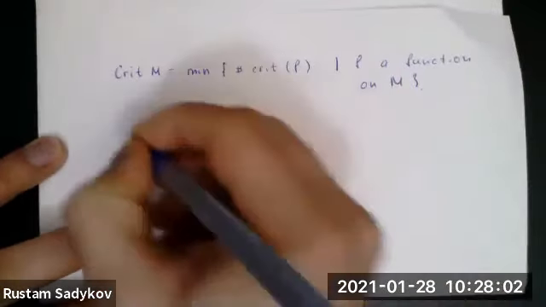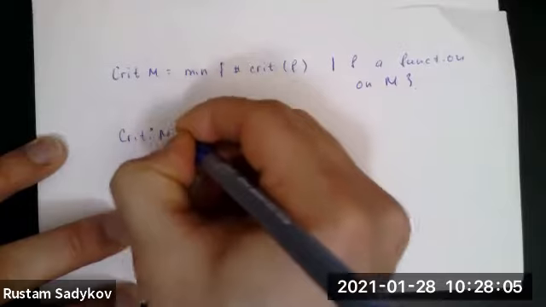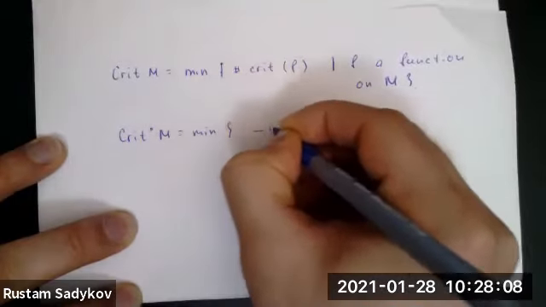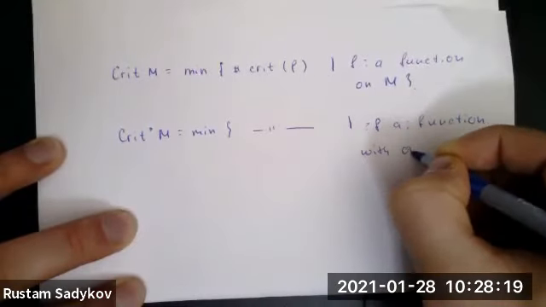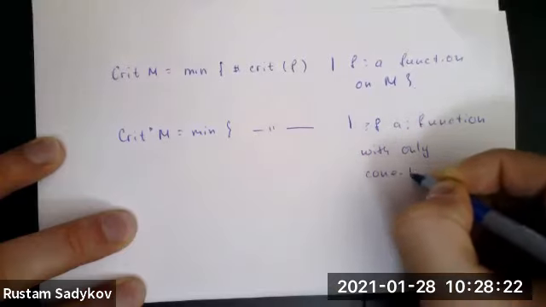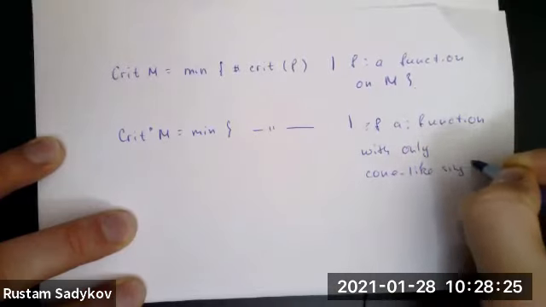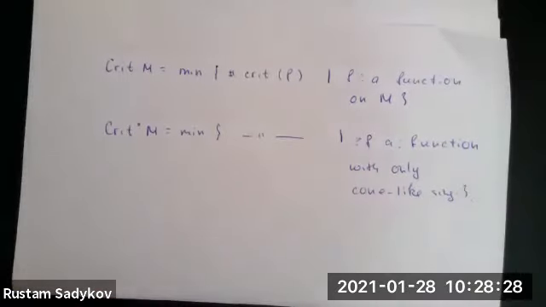And on the other hand, crit dot M is the same, but we consider F a function with only cone-like singularities. And those cone-like singularities are singularities that are not infinitely degenerate. I see. Okay, so in the first case, you just consider all functions. Okay, thanks. And then I would have another question, which is about this last part.